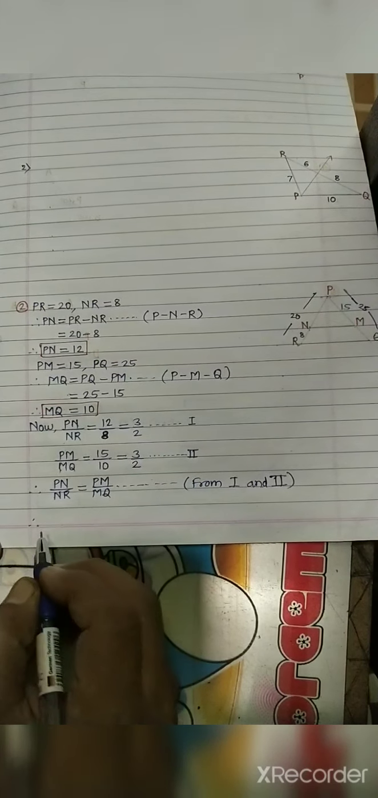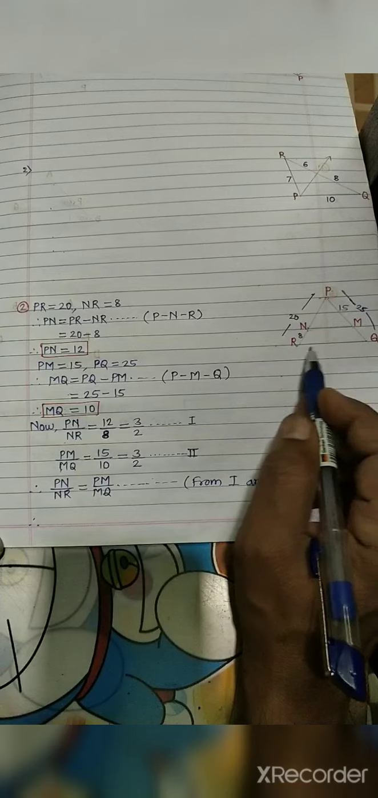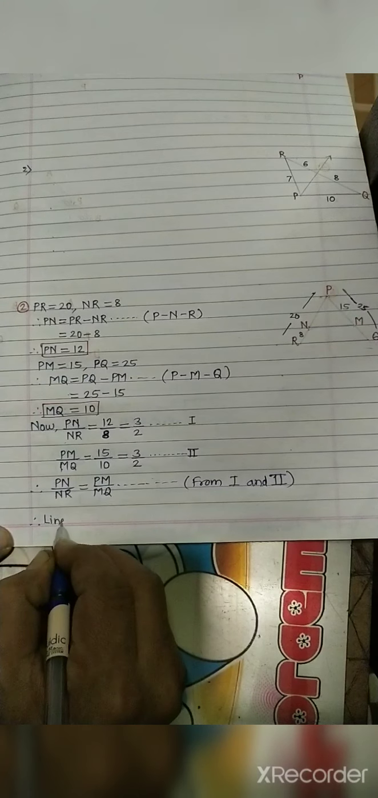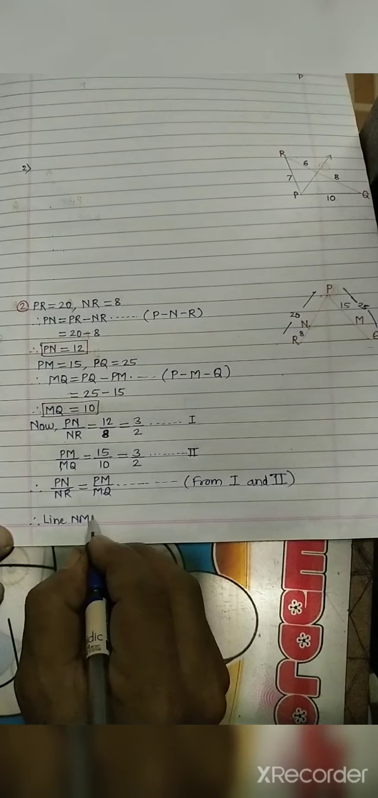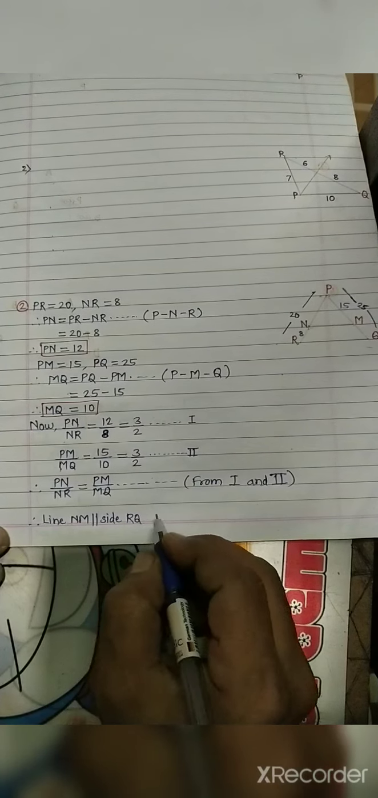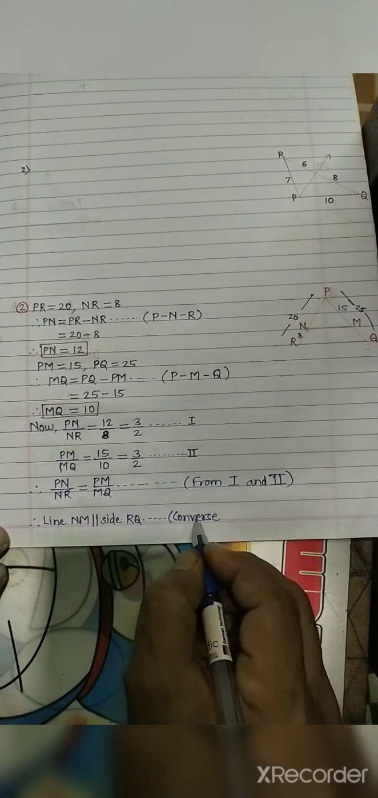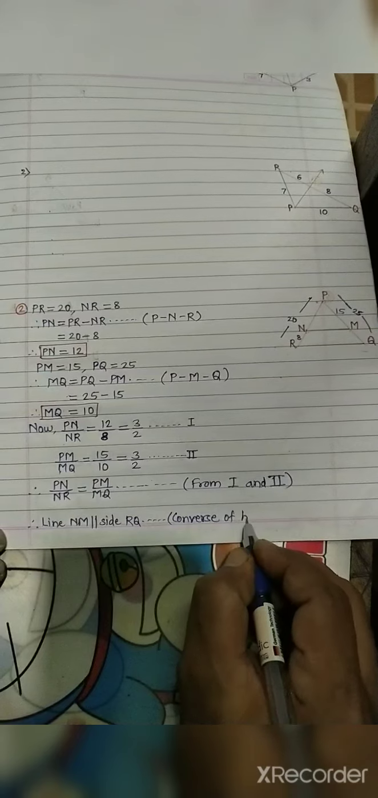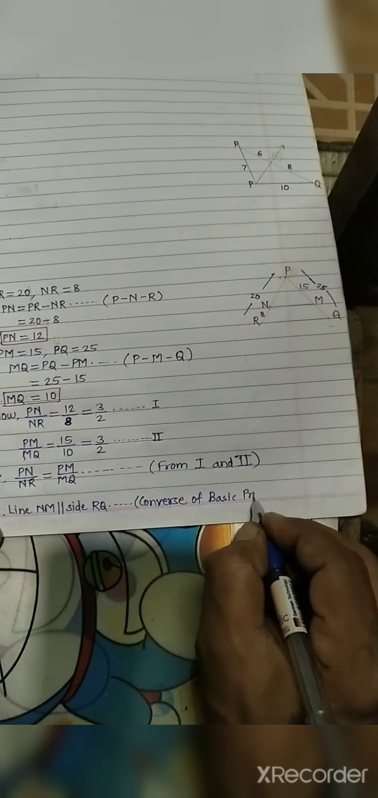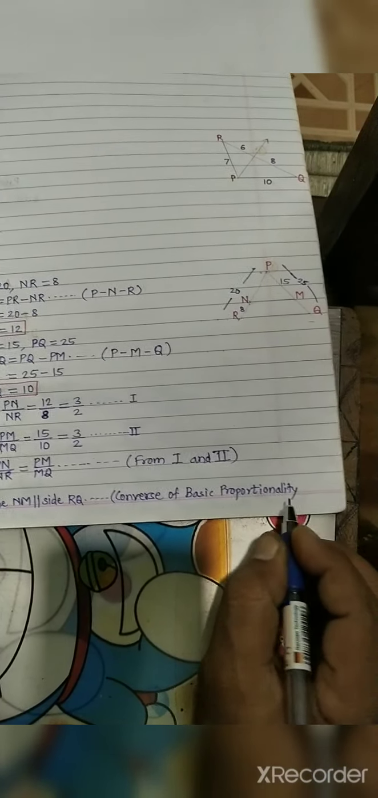So line NM is parallel to side RQ. Here the reason is converse of basic proportionality theorem.